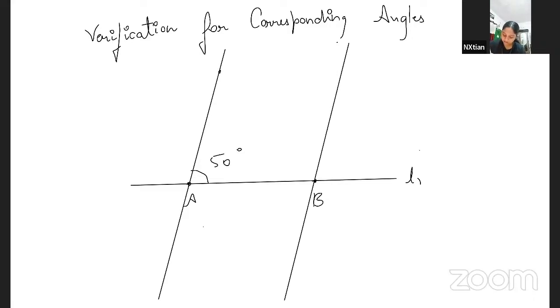Then, ma'am, I got 50 degree. Okay, that's the one. This is 50 degree again. Okay. Now the thing is, next what we have to do, we have to place a set square along one line and slide it. So how do we place the set square?